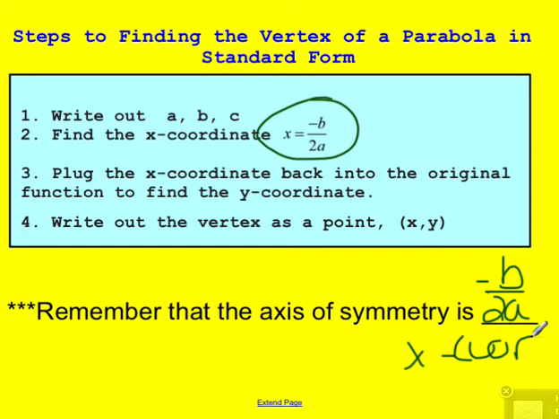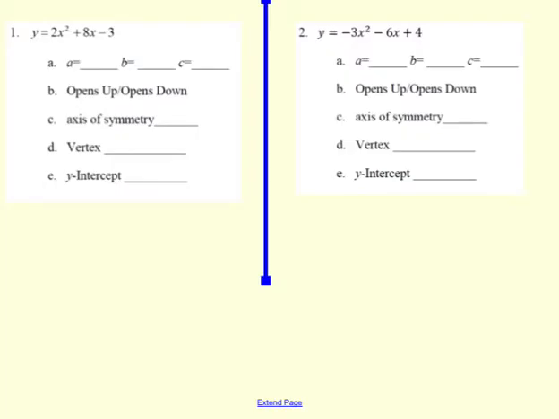Okay, so that's all of your steps. Now let's take a look at how we would do this. We're just going to do 4 examples. So first we want to find our A, our B, and our C. Our A is always with the squared term, so that's 2. Our B is always with our x term, so that's 8. Our C is always our constant, so that's -3. Now, it might be in a little bit of a different order on your worksheet, so just look at what letter it's at.